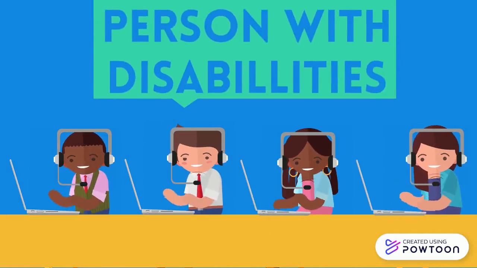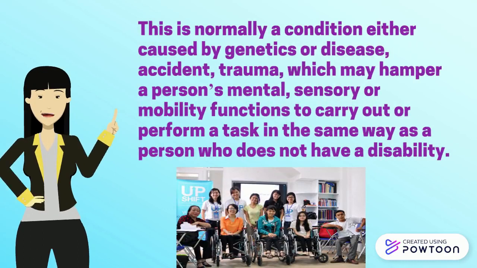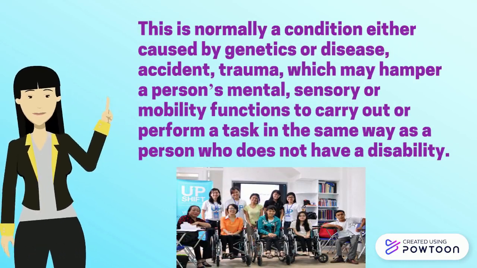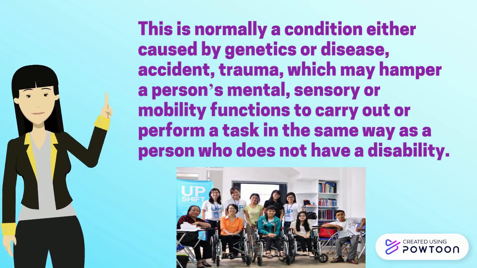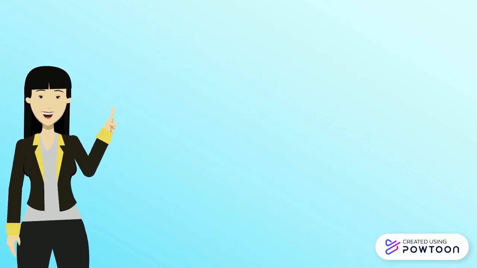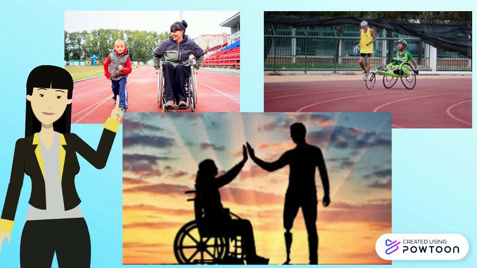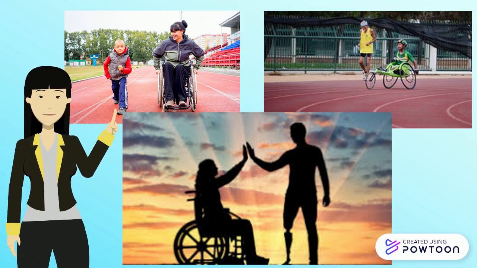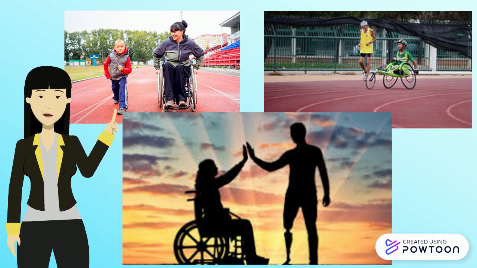PWDs, persons with disabilities. This is normally a condition either caused by genetics or disease, accident, trauma, which may hamper a person's mental, sensory, or mobility functions to carry out or perform a task in the same way as a person who does not have a disability. People with a disability come in different sizes, shapes, sex, color, and culture just as we all do. Another difference between a disabled and a normal individual is the ability to do things normally like the majority of the society.